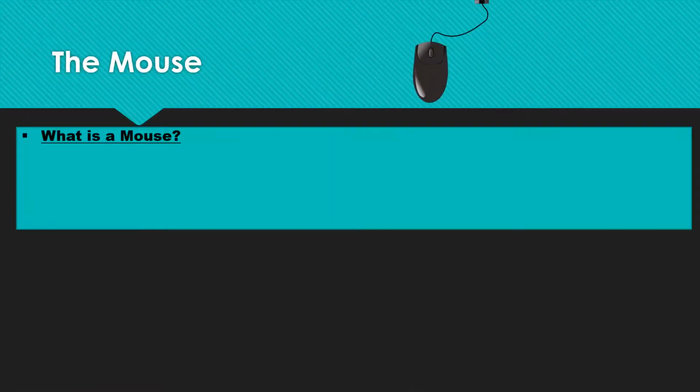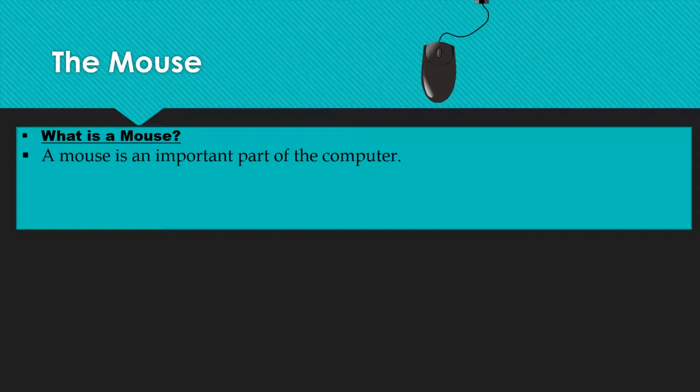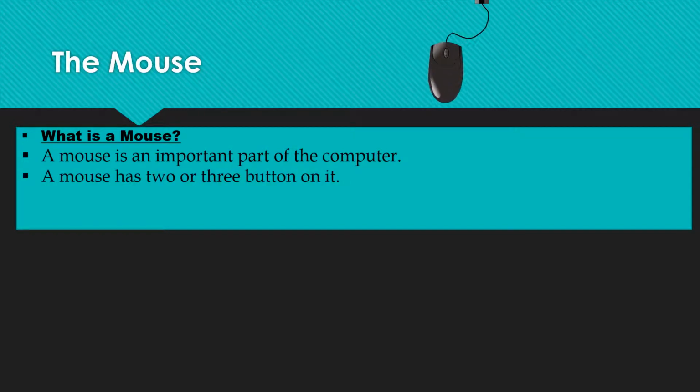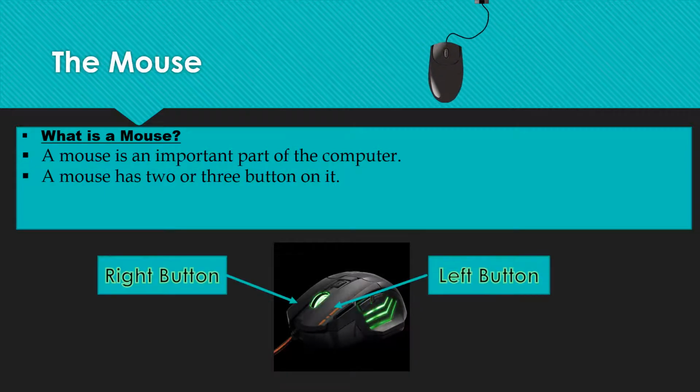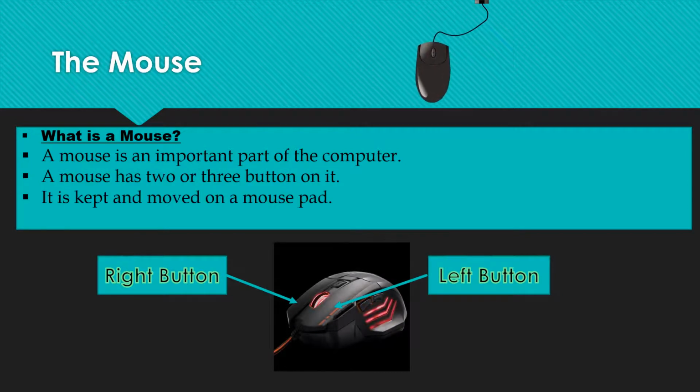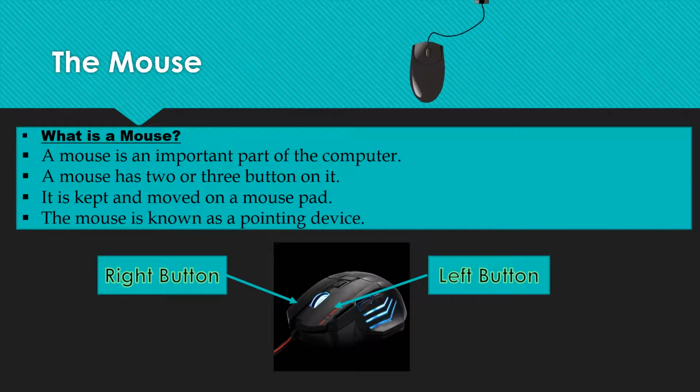The mouse. What is a mouse? A mouse is an important part of the computer. A mouse has 2 or 3 buttons on it. This is a left button, this is a right button, and the middle one is a scroll button. It is kept and moved on a mouse pad. The mouse is known as a pointing device.